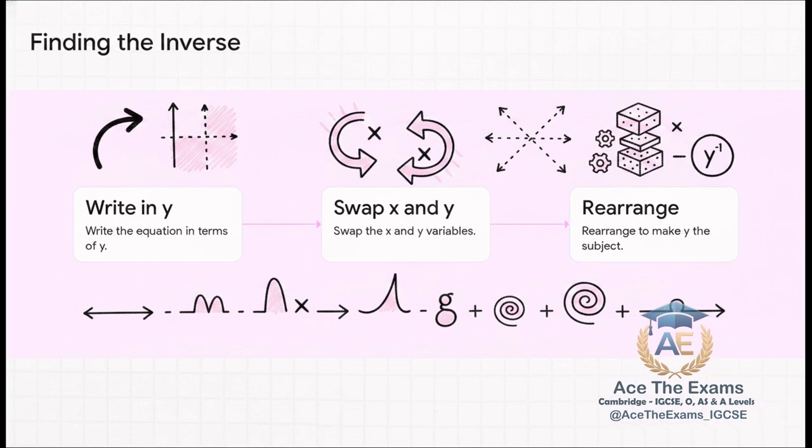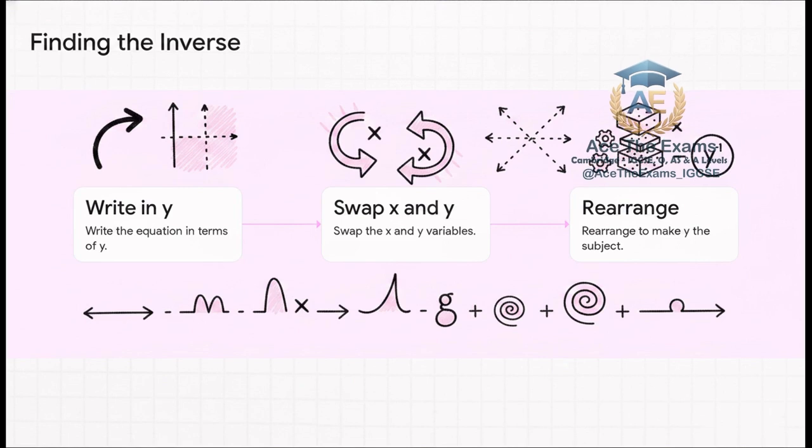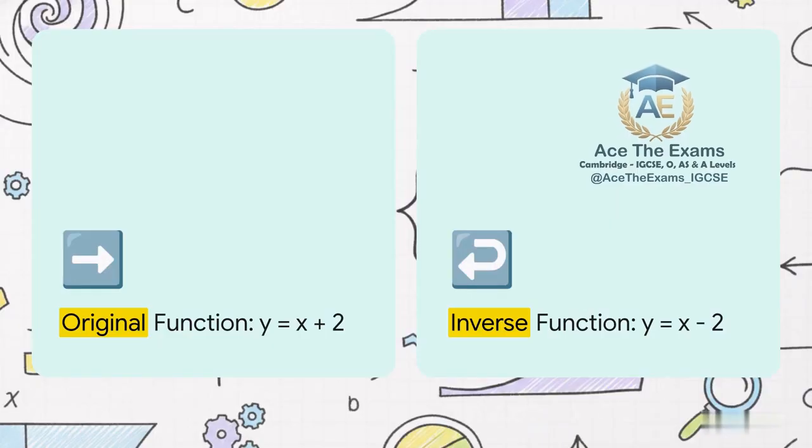The Cambridge syllabus is super clear on this, giving us a foolproof 3-step mechanical process. First, you write the equation out in terms of y. Second, you literally swap the x and y variables right there in the equation. And third, you just use your standard algebra skills to rearrange the whole thing and make y the subject again. It's beautifully simple in practice.